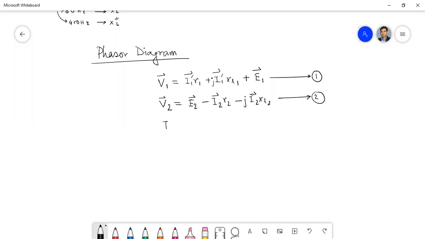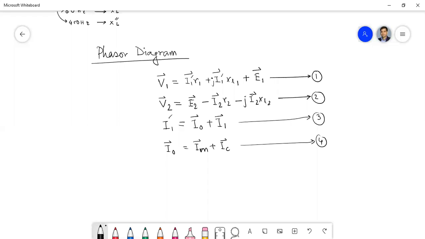Now we have two KCL equations. And I naught equals I1 plus IC. So these four equations are very important to derive the equivalent circuit as well as for the phasor diagram.